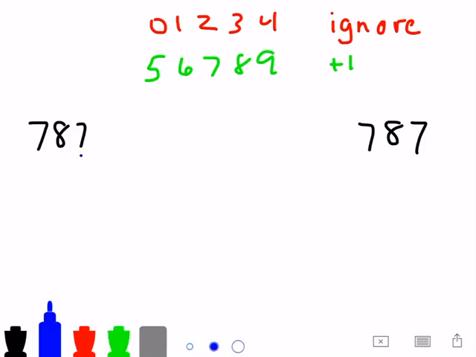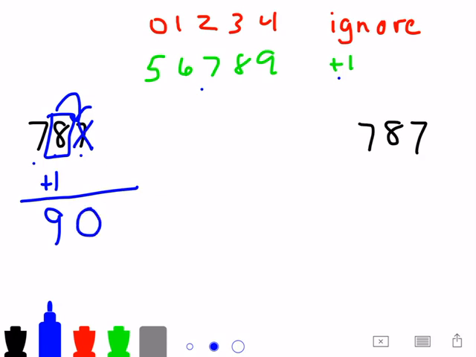So we have a 7 in the ones place, an 8 in the tens place, and a 7 in the hundreds place. We're rounding to the nearest 10, so this is the number that will be changed or stay the same. And this 7 in the ones place is going to tell us what to do. The 7 tells us to add 1. So I'm going to add 1 to the number in the rounding place. 8 plus 1 is 9. Ignore or get rid of the number in the ones place, and then drop everything to the left down.